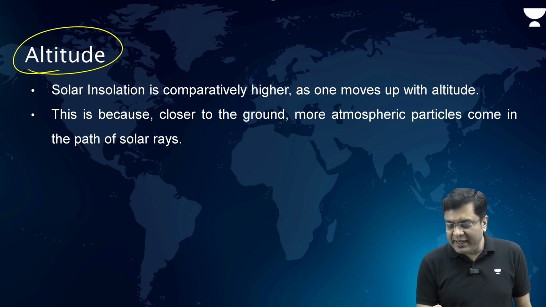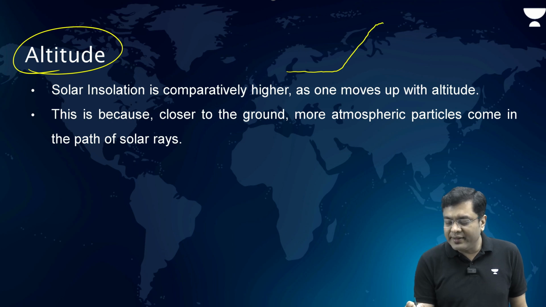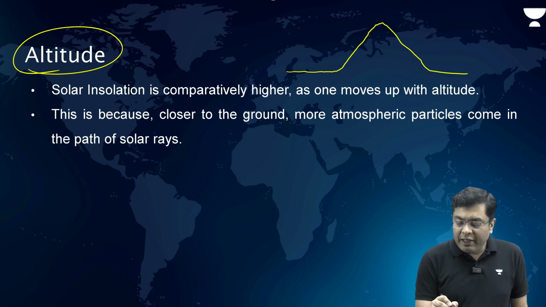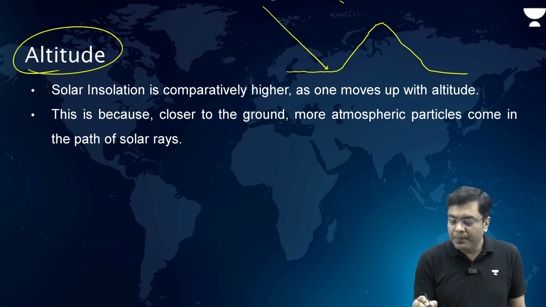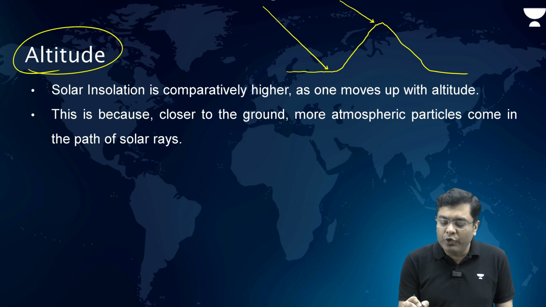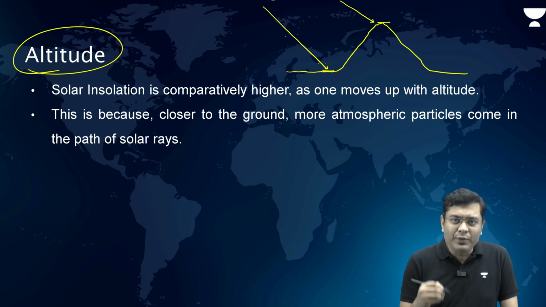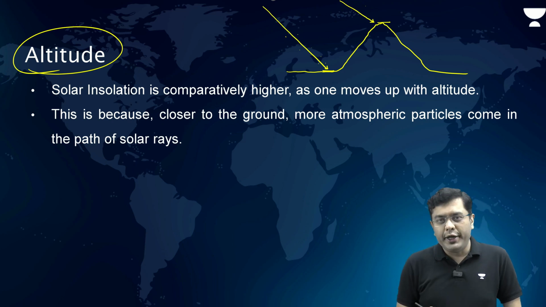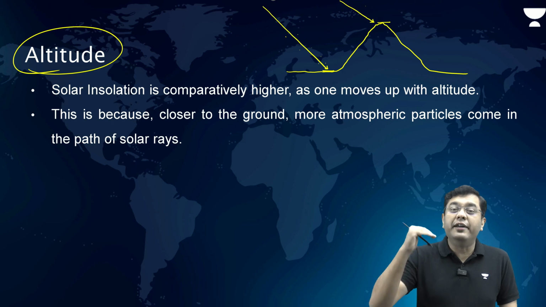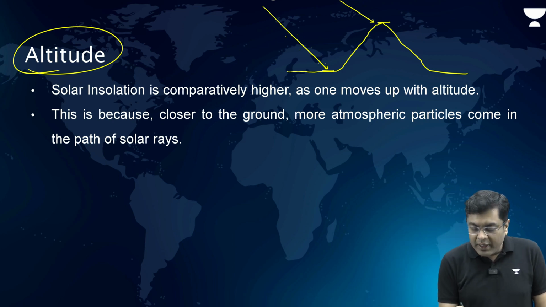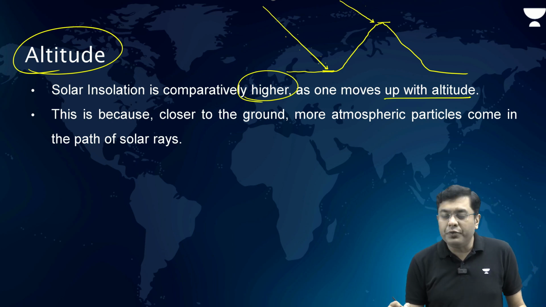Now when you consider different areas, let's suppose you consider an area at sea level and you consider a mountain top. Now if solar rays are falling on both these regions, you will observe that the solar rays have to encounter much lesser number of particles as they reach the mountain top. Whereas solar rays have to encounter a much greater number of particles as they reach the base, the sea level. This is the reason why you will observe that with increasing altitude, the insolation always tends to increase. Does not mean that the temperature increases, mind you. Just the amount of solar energy increases as you move higher up in altitude, right? So solar insolation is comparatively higher as one moves with altitude.